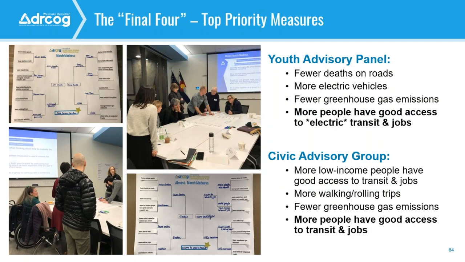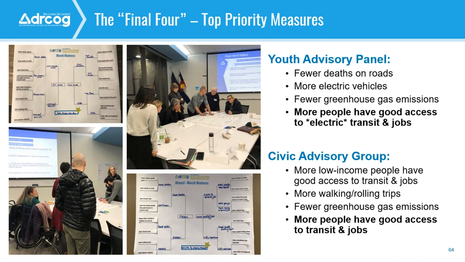So our March Madness activity consisted of 16 metrics that were pulled from the Metro Vision Plan and the Metro Vision Regional Transportation Plan. So not just those three metrics that you saw throughout the presentation, but other ones that are in our plans. Through the discussions between the small groups and the larger group at the end, we found that the final four priority measures for the youth advisory panel were fewer deaths on roads, more electric vehicles, fewer greenhouse gas emissions, and more people have good access to transit and jobs.